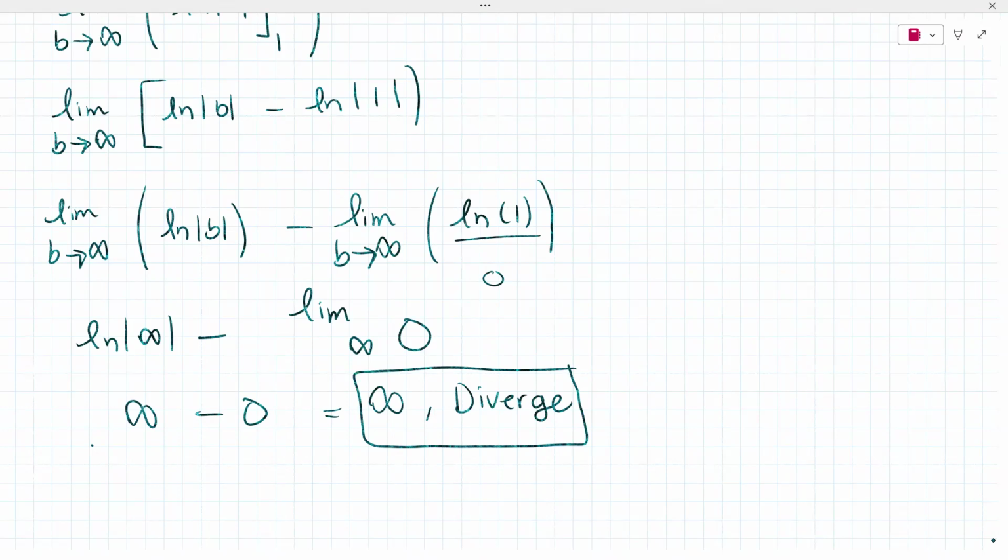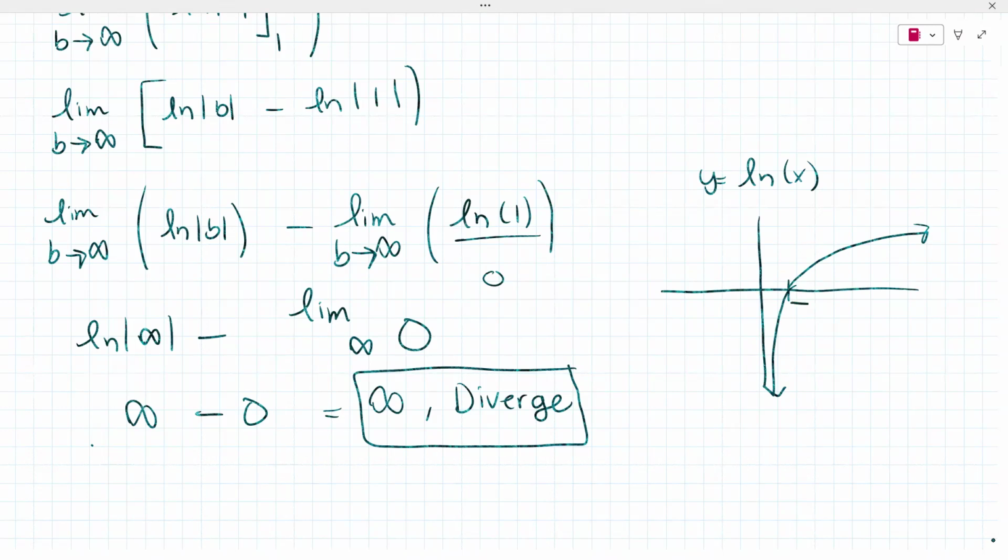You're probably thinking, how do I know that the limit as b goes to infinity of ln of absolute value of infinity is infinity? Well, if you recall, what is the graph of y equals the natural log? It looks something like this. See, as b goes to infinity, what happens to the y value? It slowly increases out to infinity.